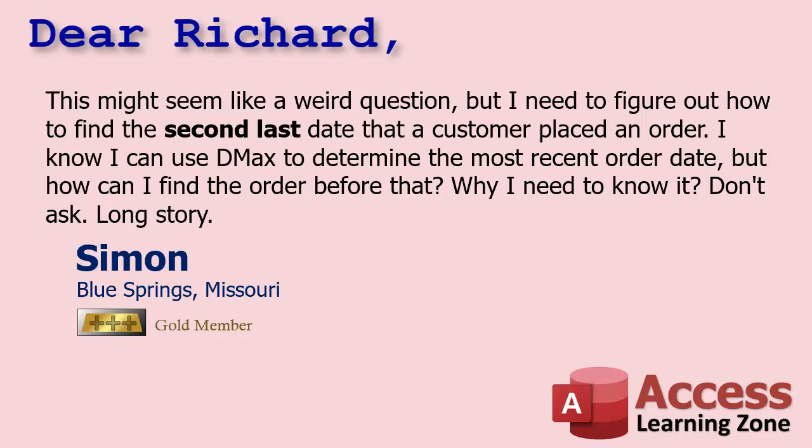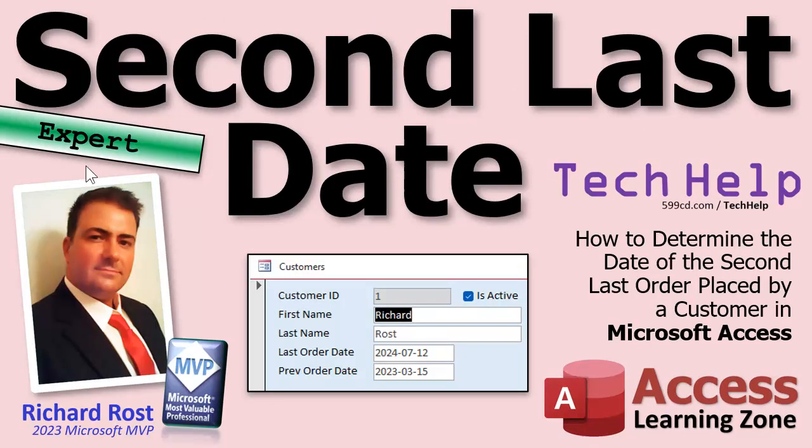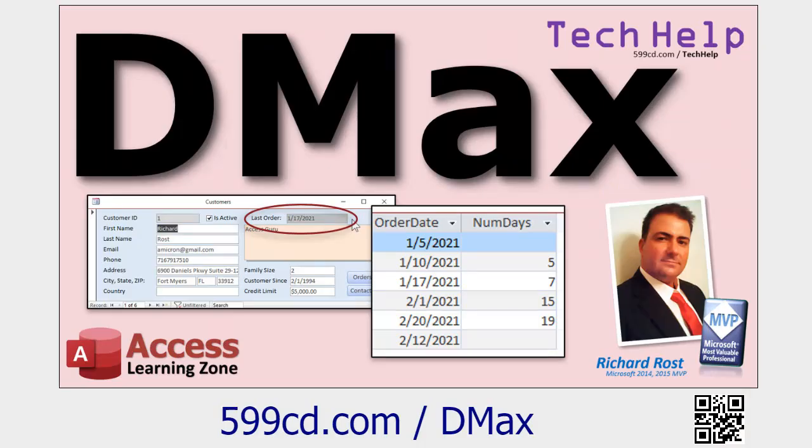Don't ask, long story. No, I get it. I've had clients before that have wanted to find all kinds of weird stuff, so this is by no means a weird request. Basically, we can do this with DMax with the proper criteria, and we'll talk about that in just a second. For the rest of you who don't know how to use DMax, this will be an expert level video, which means it's a little bit beyond the basics. It's not quite a beginner topic, but you don't need any programming for this, just the use of a couple of functions.